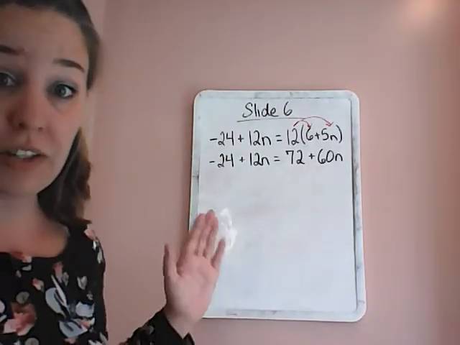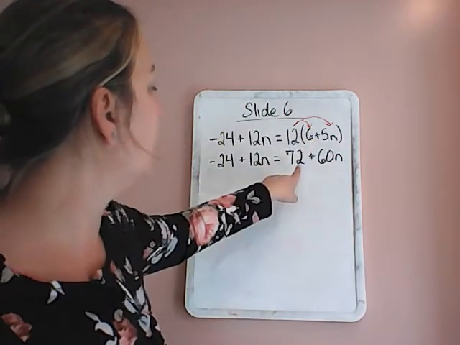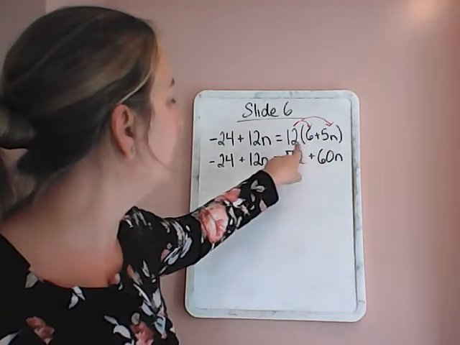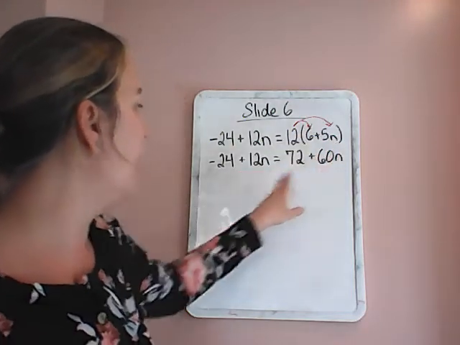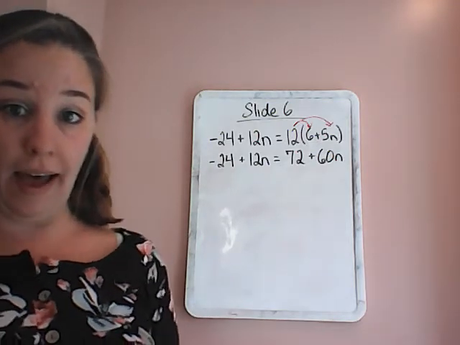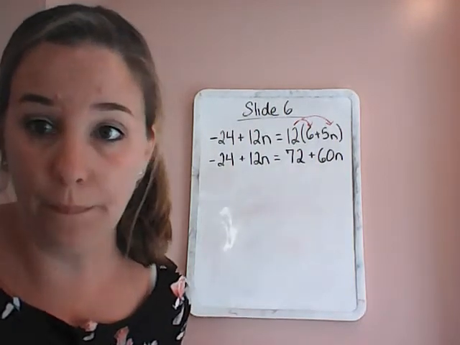Okay, so here's the next step, right? I distributed the 12 just into this, and I got 72 from the 12 times the 6, and I got the 60n by the 12 times the 5n. Nothing changed on this side. So let's go ahead and work the problem. Go ahead, pause the video, work it out, and see where we go.